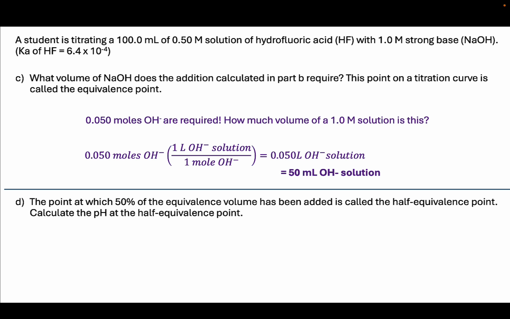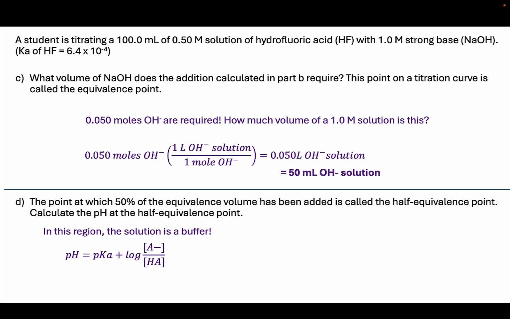Now, the last question is saying, well, the point at which 50% of the equivalence volume, so in this case it would be 25 milliliters of hydroxide has been added, we call this the half equivalence point, and we want to calculate the pH at this half equivalence point. And note that this is a labeled point on the initial titration curve and is really an important one to know. In this region, between the initial solution and the equivalence point, it's basically a buffer because we are converting the weak acid to its conjugate base, and therefore we have weak acid and conjugate base all throughout this buffering region.